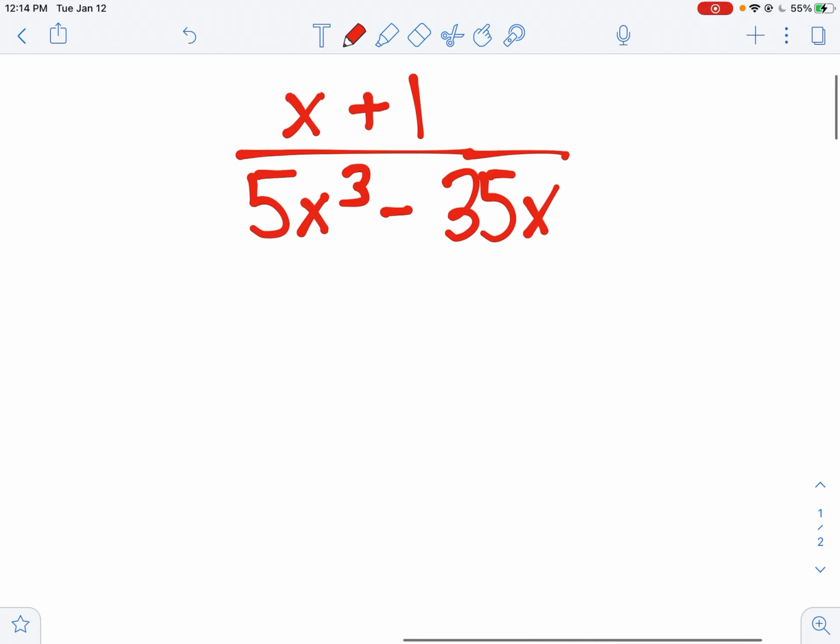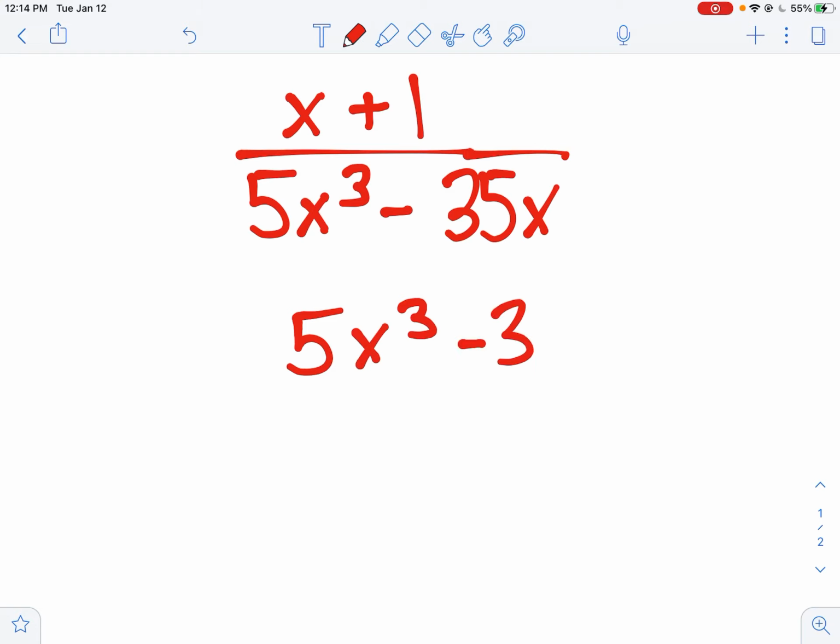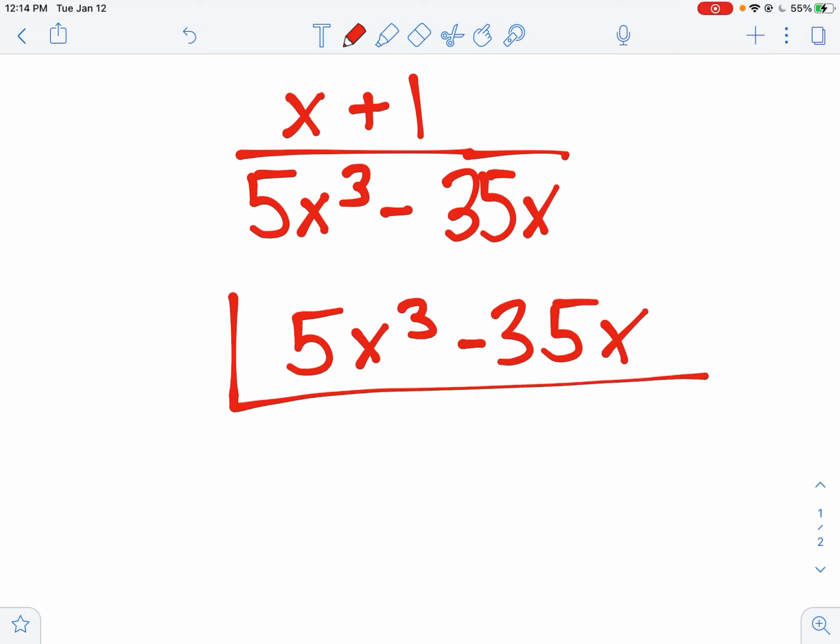Okay, this is how I would do it. I break it up just like so: 5x to the third minus 35x squared, just x. And then I'm going to figure out what can I divide both of these by. What's a common factor here? I can divide both of them by 5.